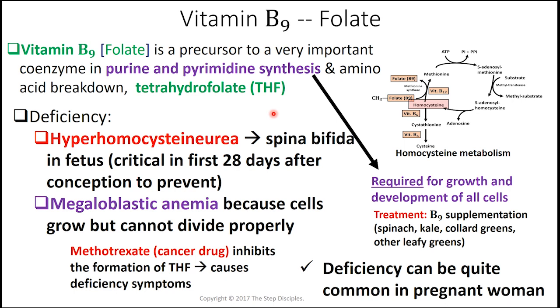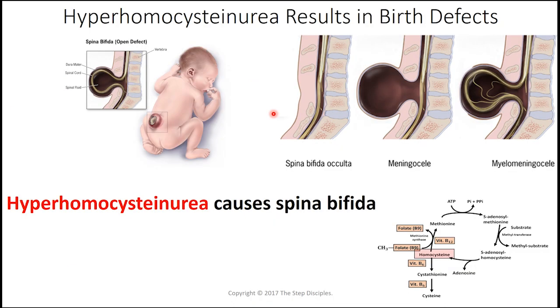Okay. Why don't we talk about hyperhomocysteinuria a little bit more? So here's spina bifida. So spina bifida is just a neural cord defect where the neural cord is actually open, and the spinal cord can actually get out of the vertebral canal and find itself being pinched by some of these processes and just open, really. And they have different classifications depending on whether or not the spinal cord is actually out of the vertebral canal or not.